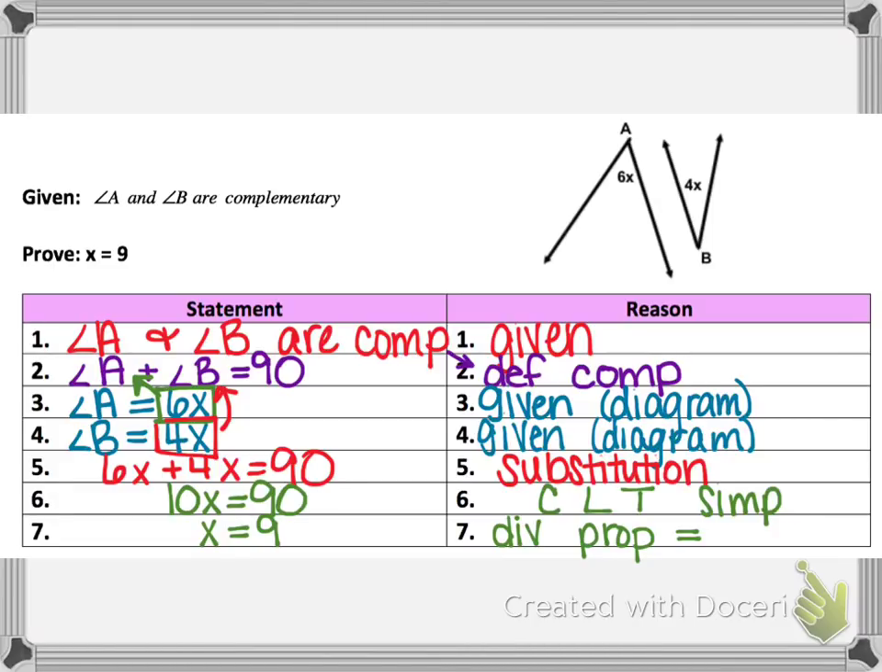And we're just going to double check, is x equals 9 what I wanted to prove? Yes, it is, so I'm happy. Yay.